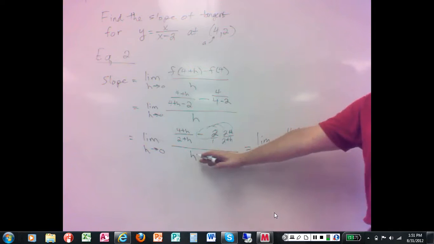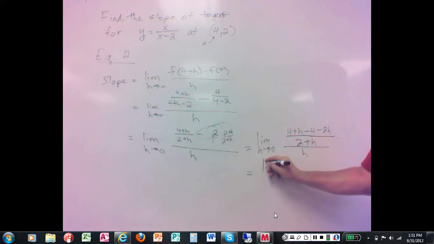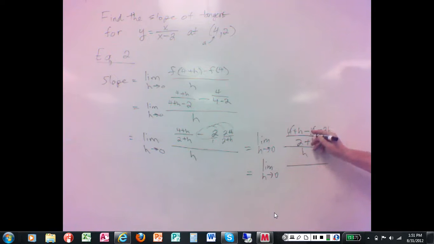Then also remember what I did with the over h. Didn't I say that's times, well, let's just leave it that way first of all. It's over h. So this works out to be the limit as h approaches 0. 4's cancel, h minus 2h is minus h. So I have minus h over 2 plus h. But then we said the divide by h, we multiplied that by 1 over h to do that, because then we can cancel.